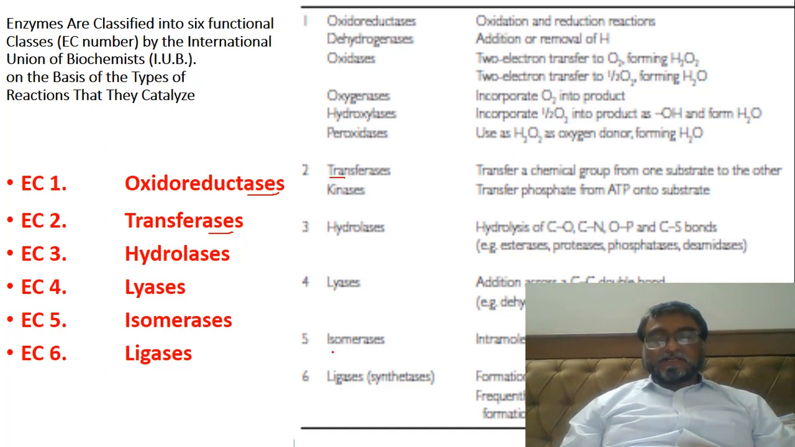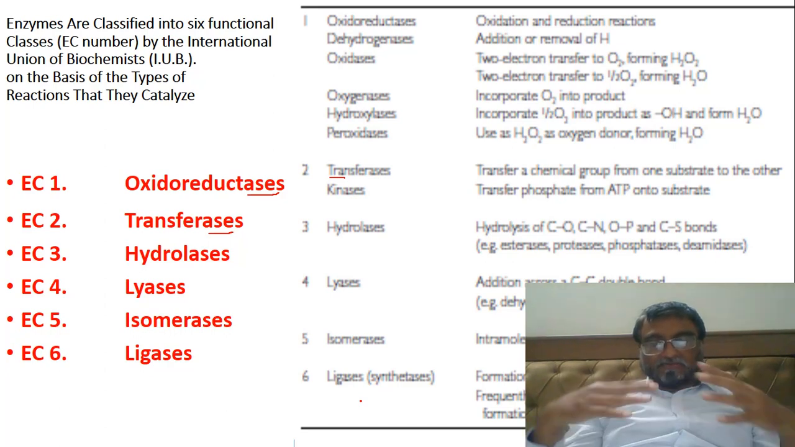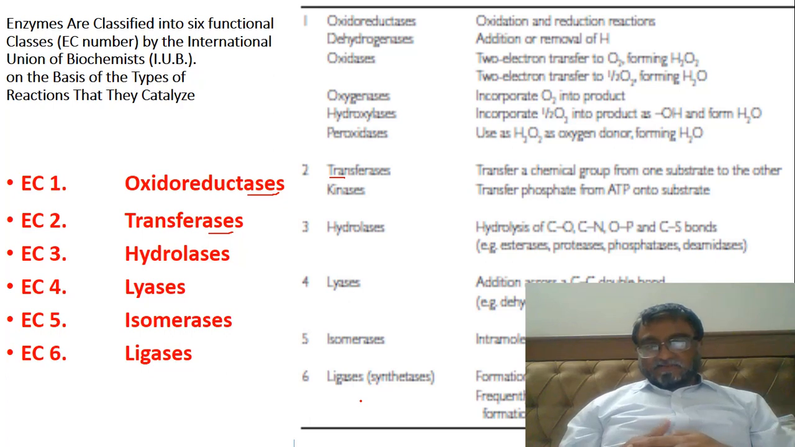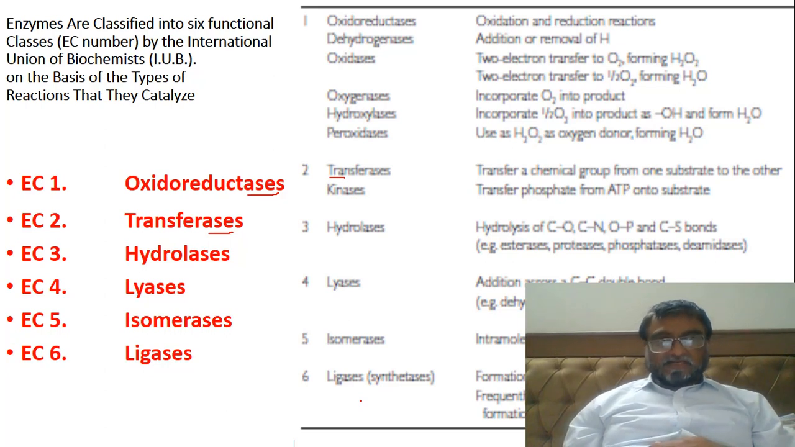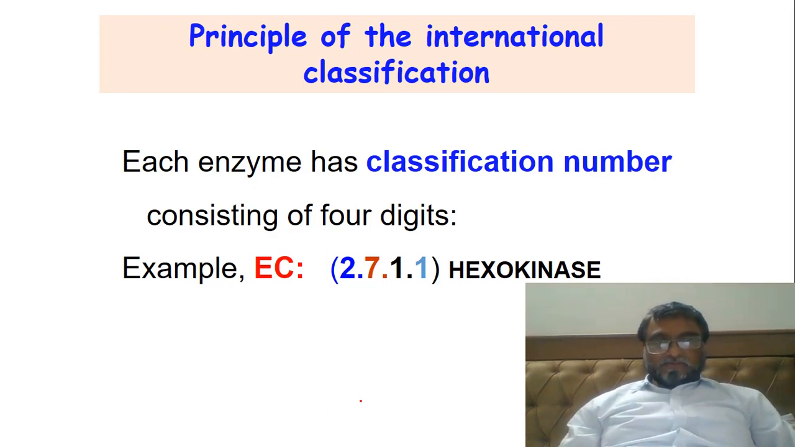Isomerase, as the name indicates, is the creation of isomers, so there is an intramolecular rearrangement. Ligases are for synthesis; the function of these enzymes is to synthesize, that is, the formation of bonds between two substrates. Now we will look in detail at these classes and the nomenclature, and how it can be used.